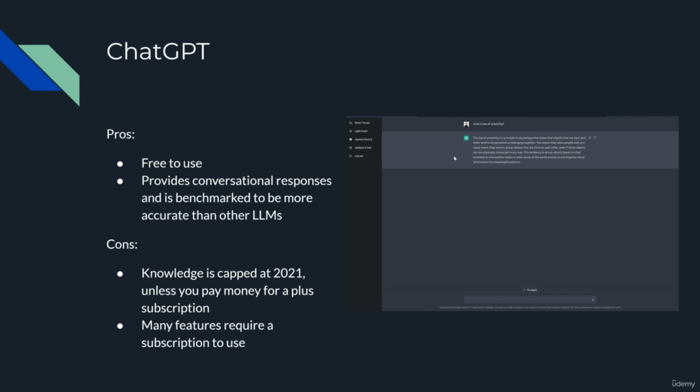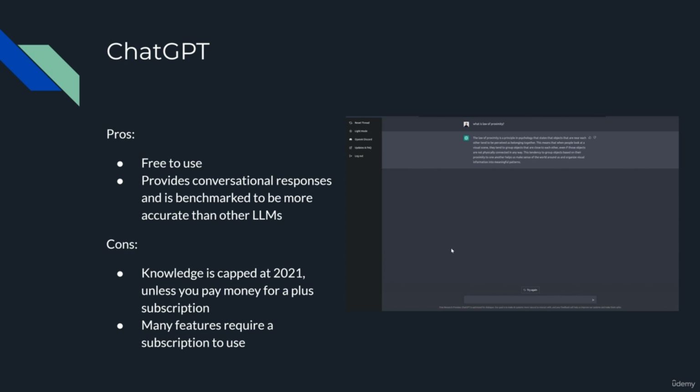ChatGPT is free to use. It looks like this, and it provides conversational responses and is benchmarked to be better than other LLMs. However, this gap is quickly closing at the time of recording. The cons are its knowledge is capped at 2021. So unless you pay money for a Plus subscription that lets you browse the web, the knowledge might cap at 2021 and you might actually get incorrect results for current events based on old information.